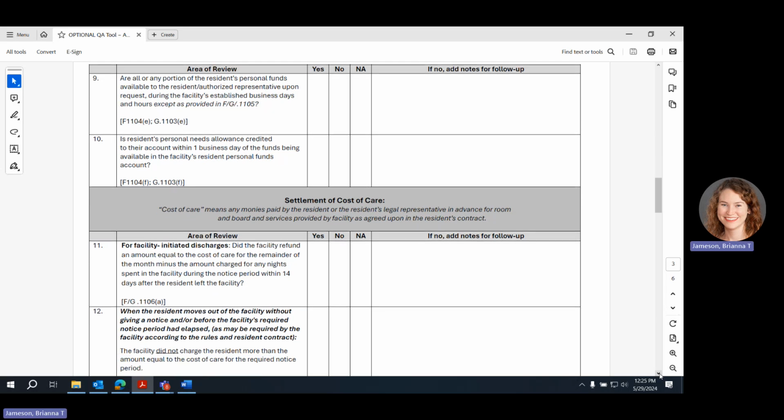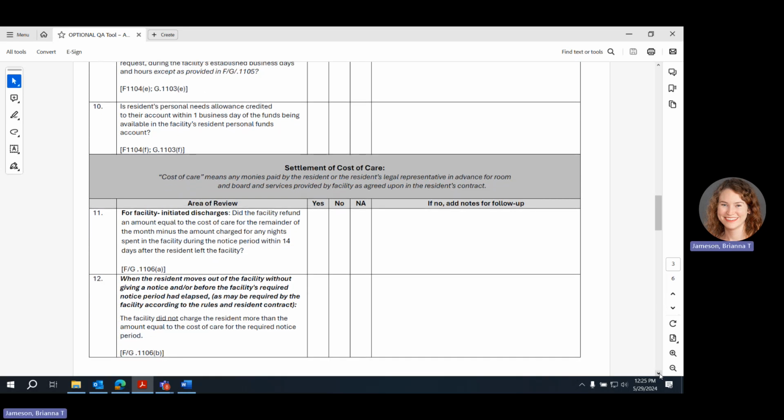The 12th area of review: when the resident moves out of the facility without giving notice and/or before the facility's required notice period has elapsed, as may be required by the facility according to the rules and resident contract, the facility did not charge the resident more than the amount equal to the cost of care for the required notice period. There is an area to check yes, no, or not applicable. And if no was checked, there is an area on the right-hand side of the page to add notes for follow-up.